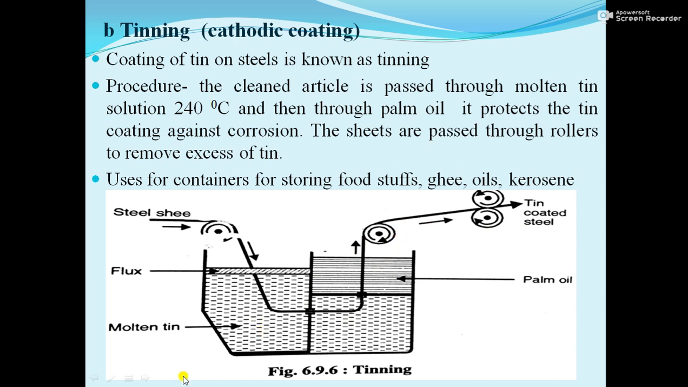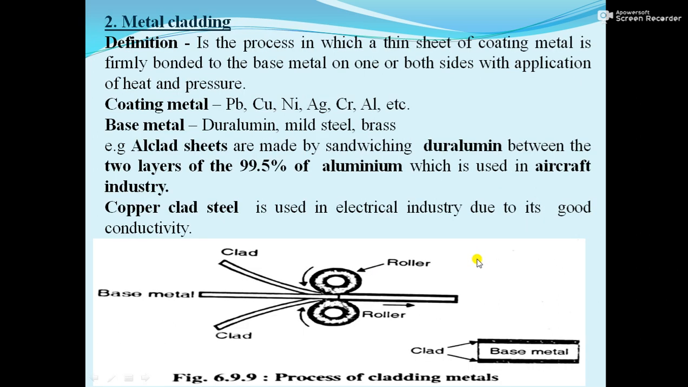Now where is tinning used? Tinning is non-toxic in nature, so that's why it is used for coating of iron, steel, copper, brass, used for storing foodstuffs, oils, ghee, kerosene. For those stuffs it is used.